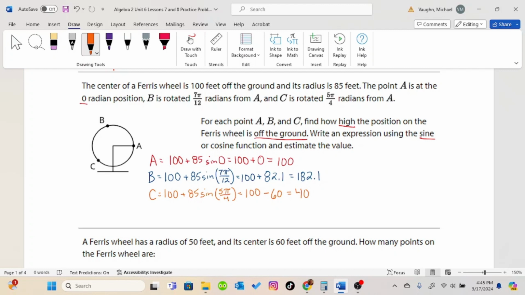So the height of A is in line with the center, so it is also 100 feet above the ground. Point B is near the top of the circle, so it's not quite an additional 85, it's actually 182 feet above. And then we can see that point C is down below that 100-foot center. It's actually 40 feet above the ground. If you have any questions about how I solved this practice problem, please use class time now to ask for further clarification.